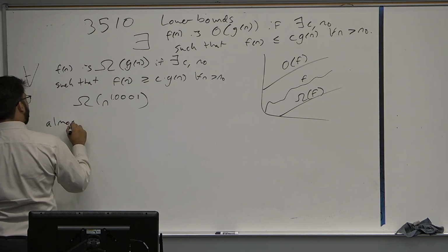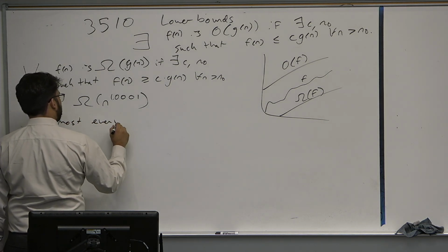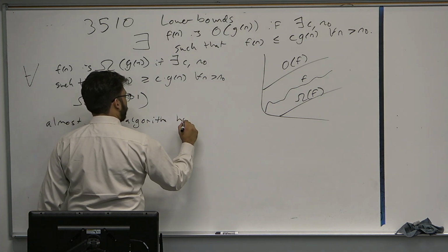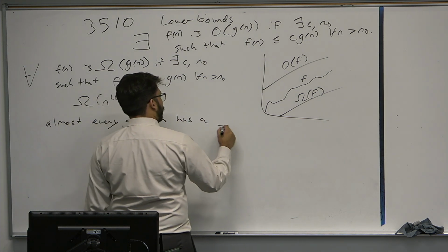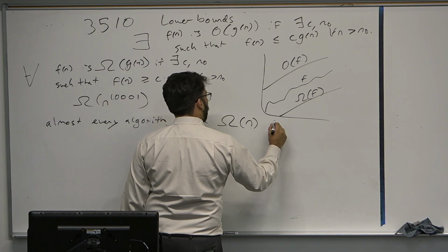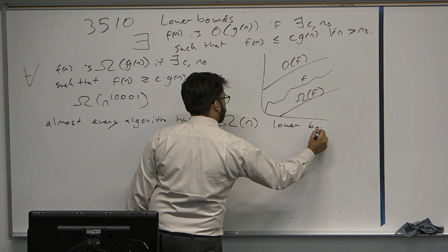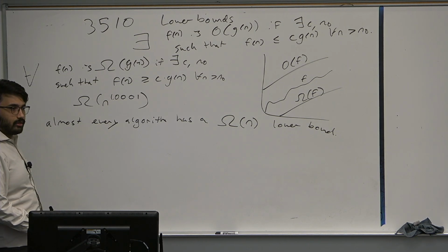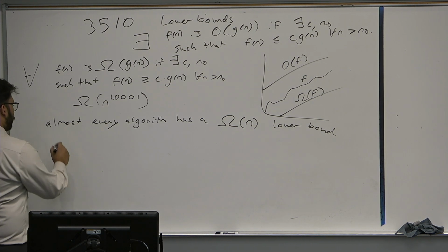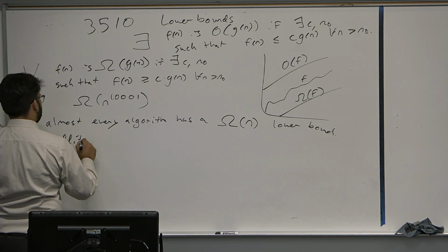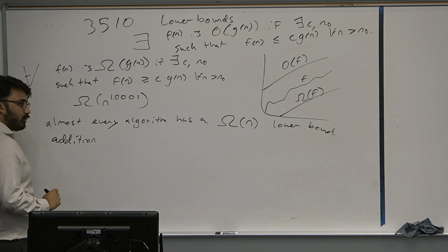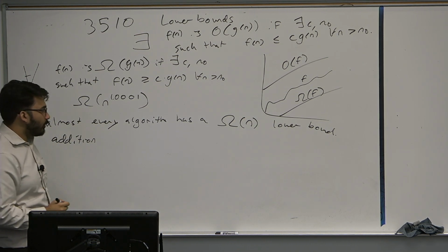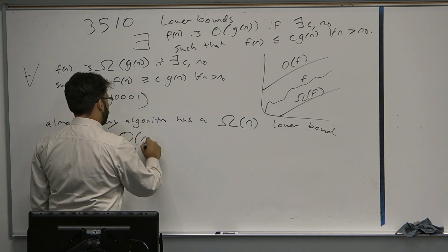The first one is that almost every algorithm has a linear time lower bound. Why? It's got to read the whole input. That's basically it. One way we can see this quickly is addition. When we're adding bits, we gave a linear time algorithm for addition. So that was a linear time upper bound.